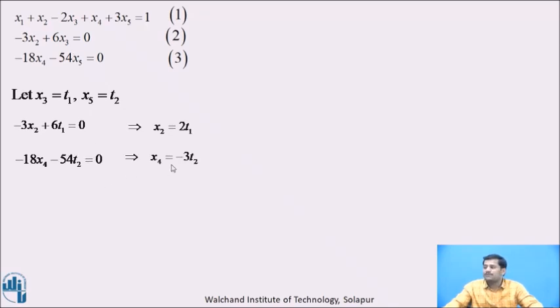and that value of x4 is minus 3t2. Putting the values of these unknowns x2, x3, x4, x5 in this equation number 1, we will get the value of x1 as 1. So these are the required values of x1, x2 to x5, and it is the required infinite solution.